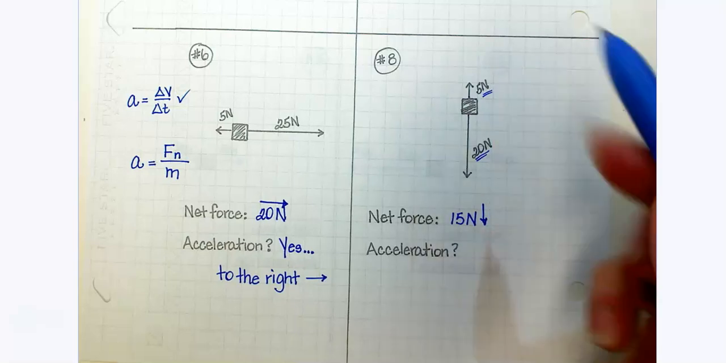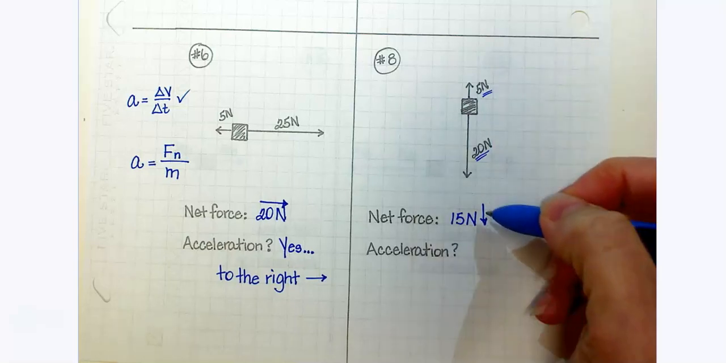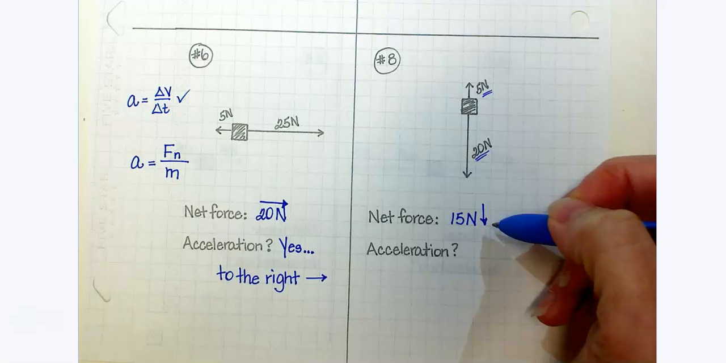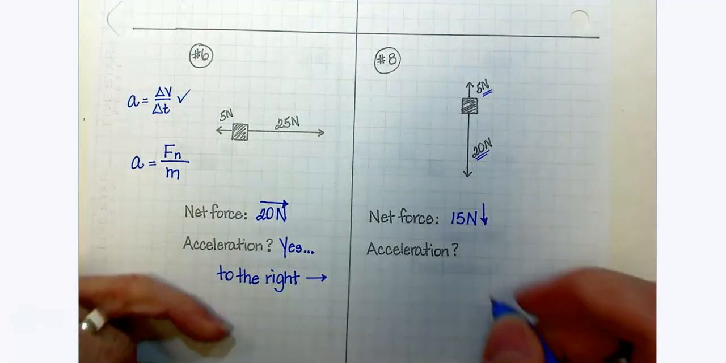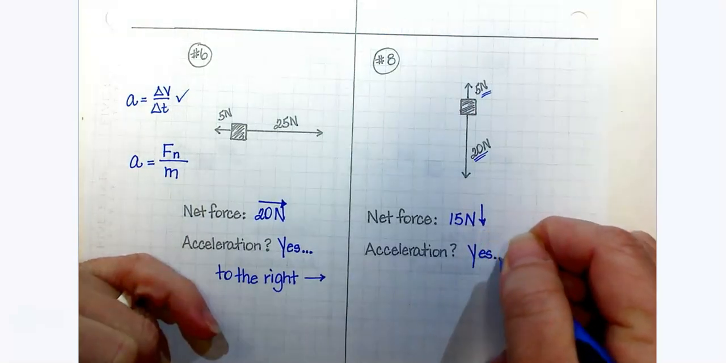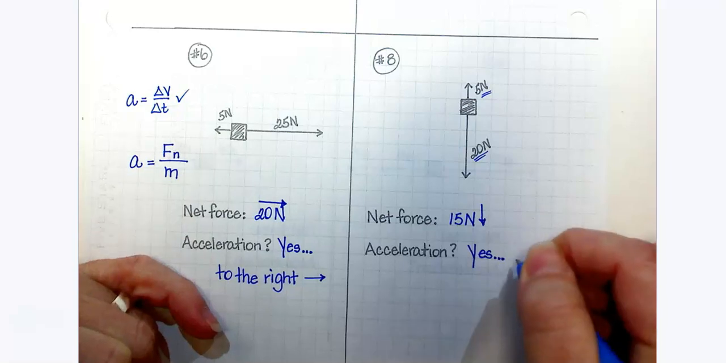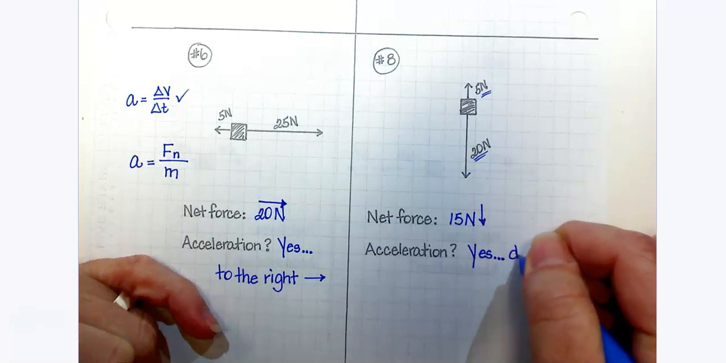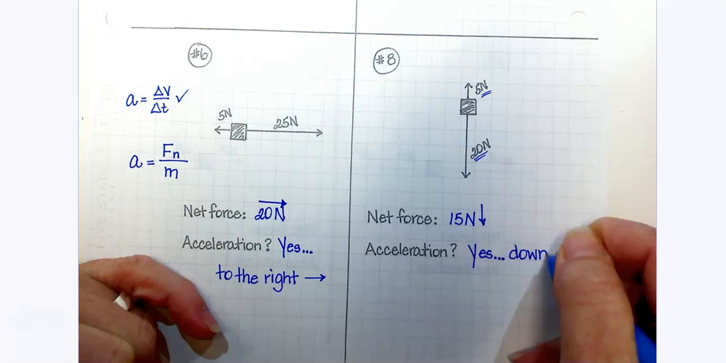So 20 minus 5 gives you 15. And of course, the net force is in the direction of the bigger force. Okay. Acceleration. Will this object accelerate? And the answer is yes. Which way will the acceleration be oriented? It will be oriented down.